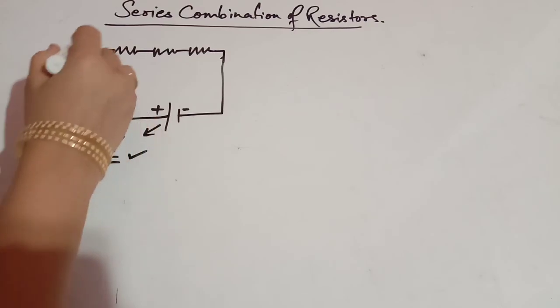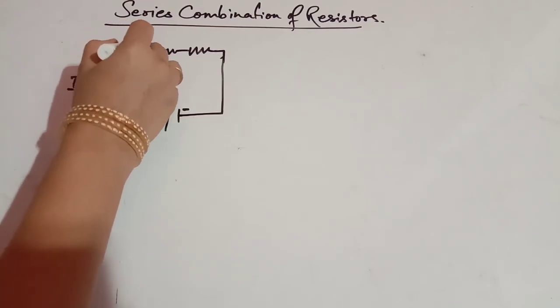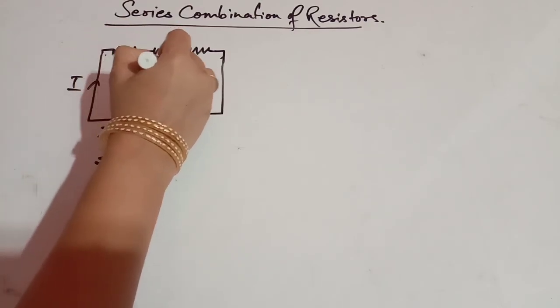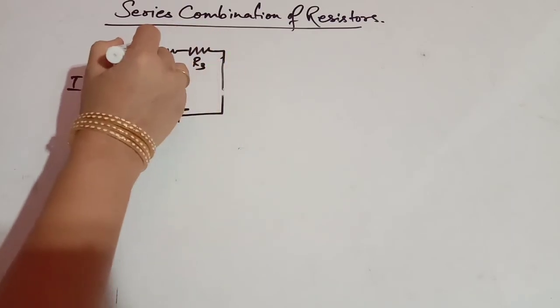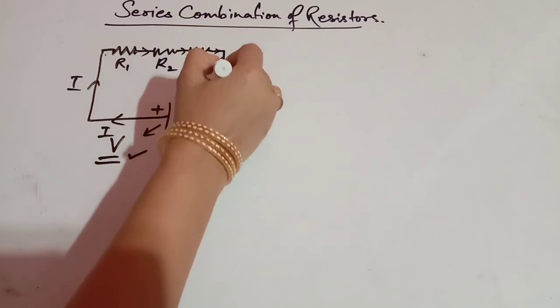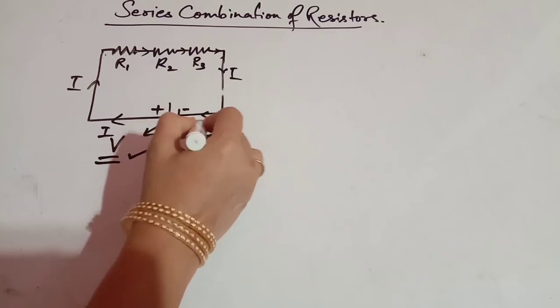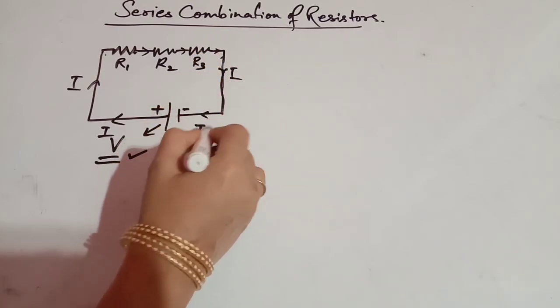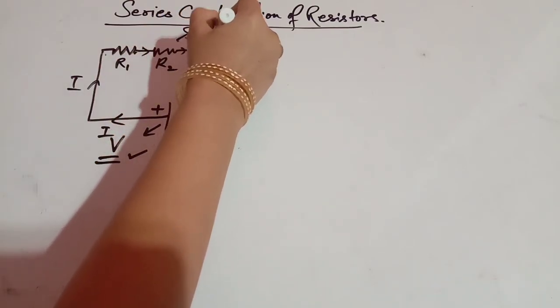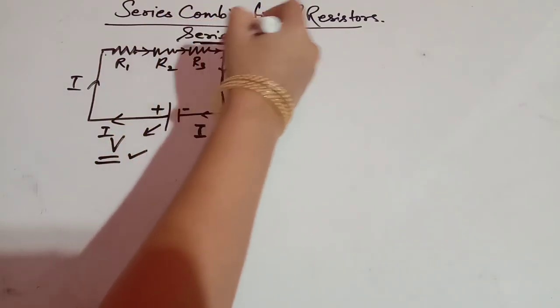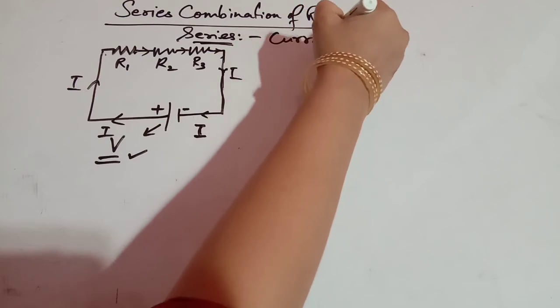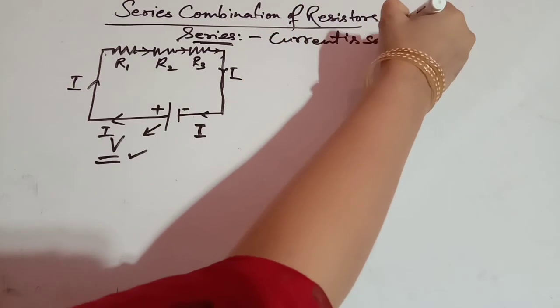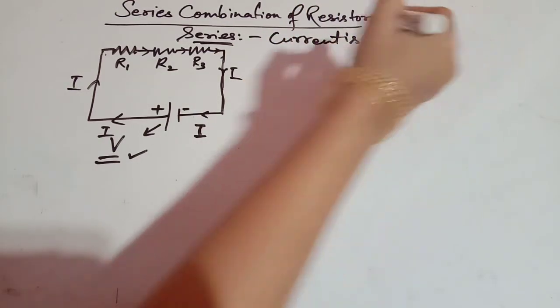So current will flow, this current will come into the resistors, name them R1, R2, R3, and again the electric current will come here. So one thing that we have to notice is that the current is the same in the series combination. Remember this point, in the series combination the current is the same, that is, our I is the same.